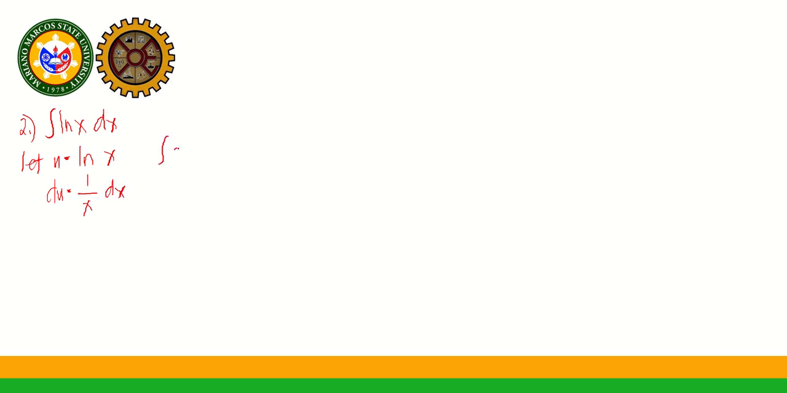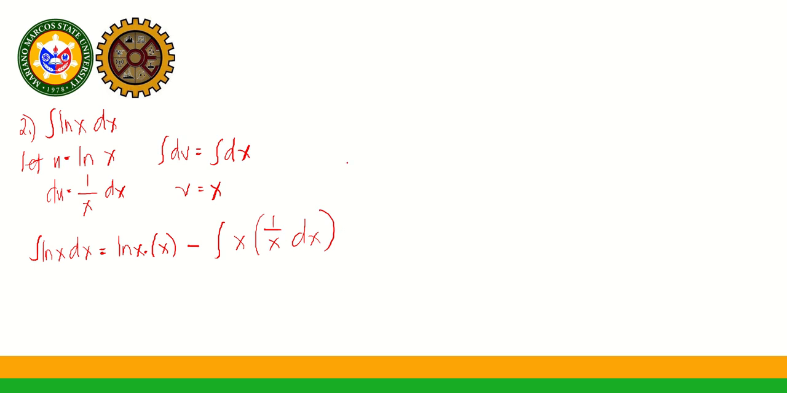And then the integral of dv will be the integral of dx. So our v is equal to x, okay? So substituting this to the formula, we have the integral of ln x dx will be equal to u, that is ln x times x, okay? Ln x times x, and then minus the integral of v, and our du is 1 over x dx.